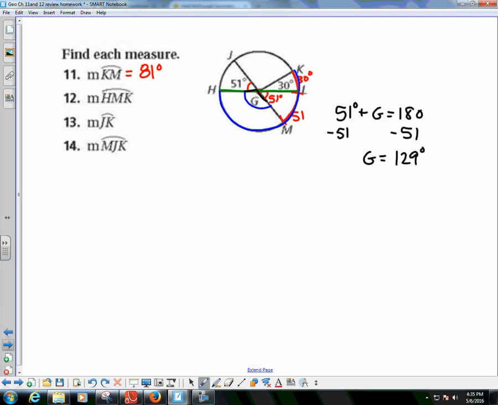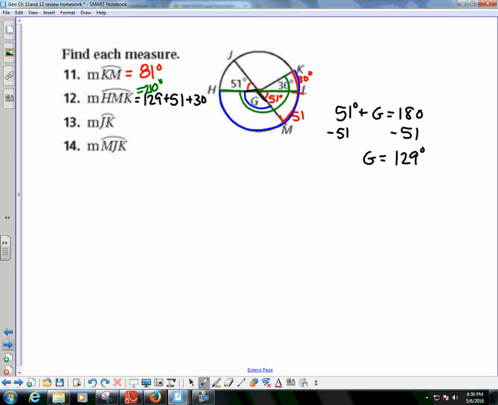All right. So if G equals 129 degrees, I can say that HMK equals 129 plus 51 plus 30. I suppose that what I really could have done is said, I know that this is 180 plus another 30 gives me 210. So this whole arc is 210 degrees.